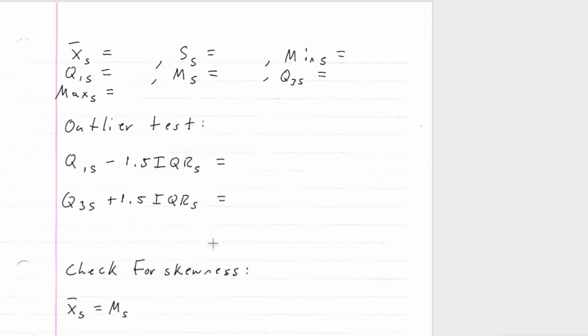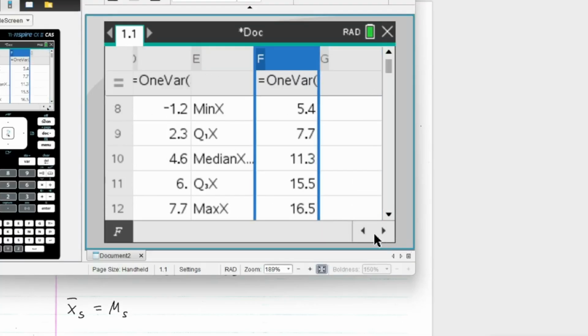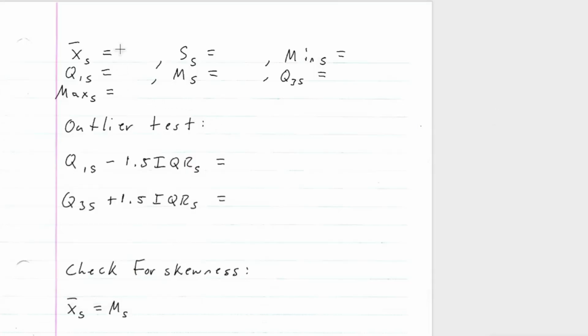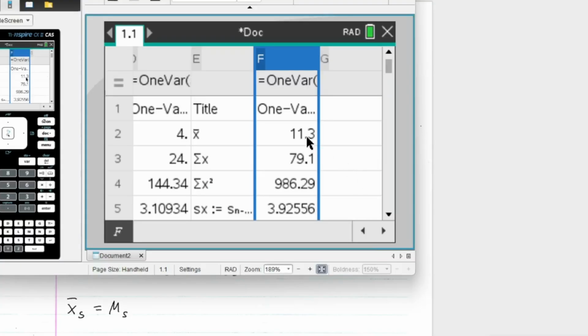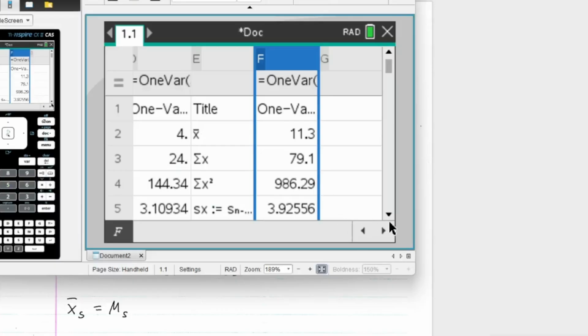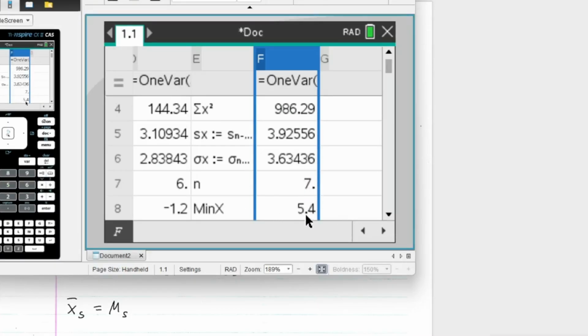Now let's check our other one, our supplemented group. So the X bar, that's these guys over here. Let's scoot up a little bit. So X bar for our supplemented group is 11.3. Our standard deviation is 3.93. The minimum, 5.4.